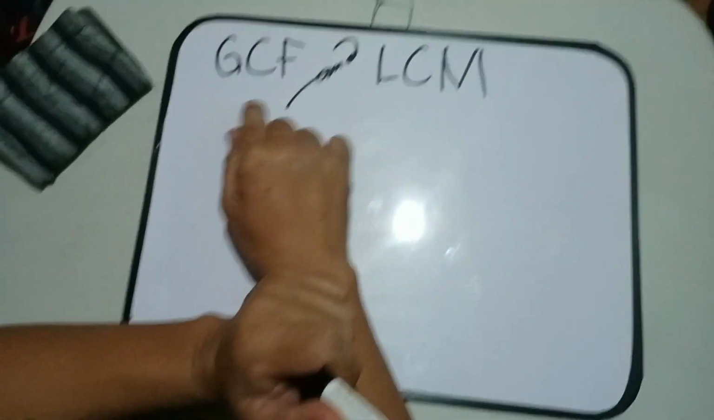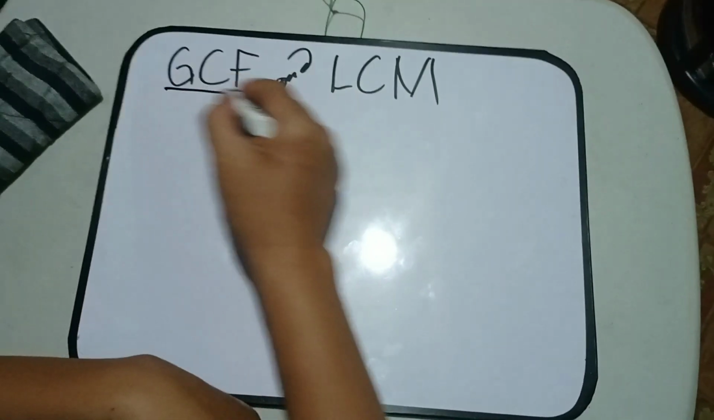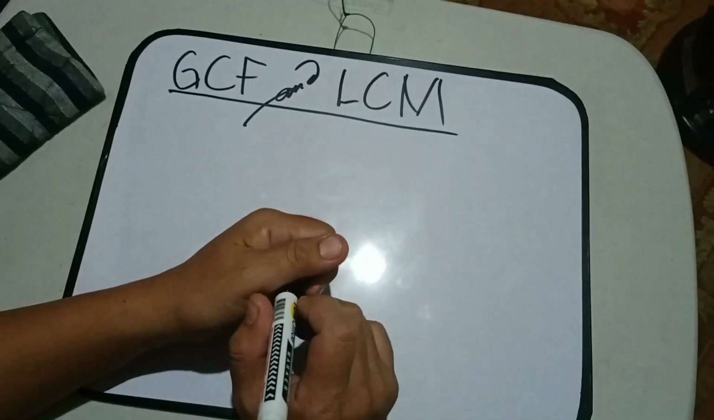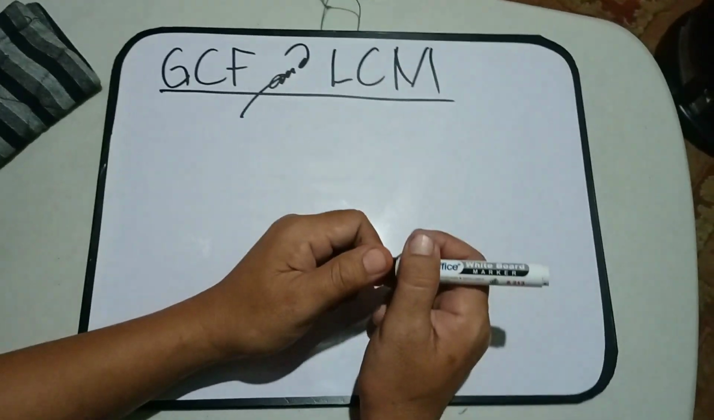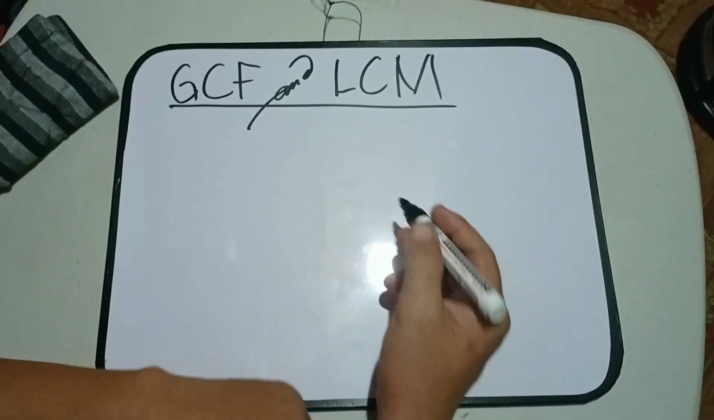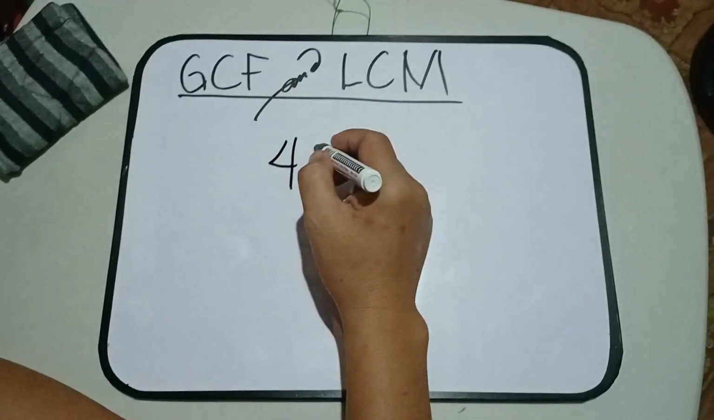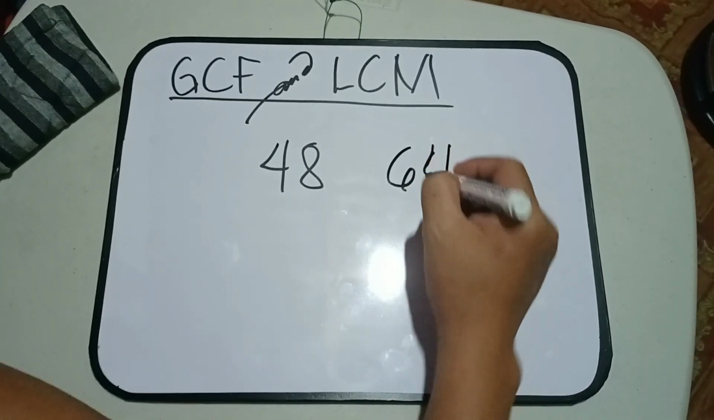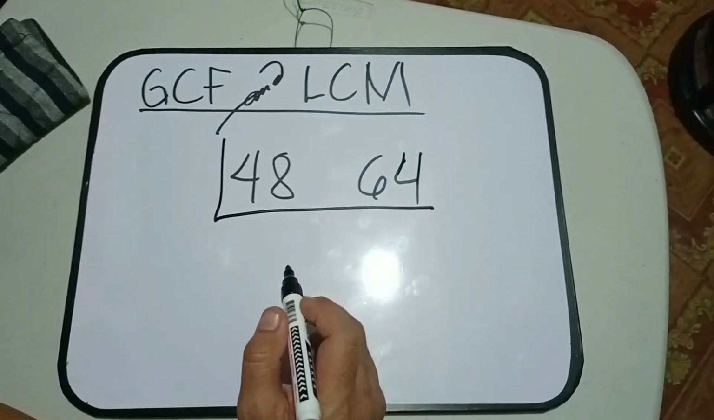And our topic for today is more on finding the GCF and LCM using continuous division. Okay, so our lesson is finding the GCF and LCM using the continuous division. So, papaano nga ba natin kukunin ang LCM at saka GCF ng isang number using the continuous division? So, example, you have 48 and 64. So, to find the GCF, ano nga ba ibig sabihin ng GCF?